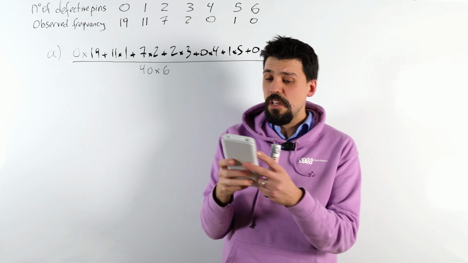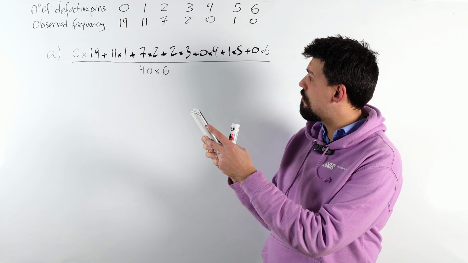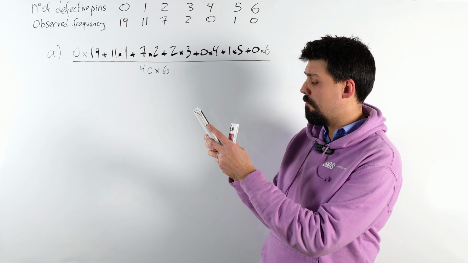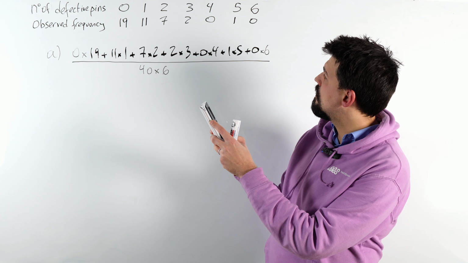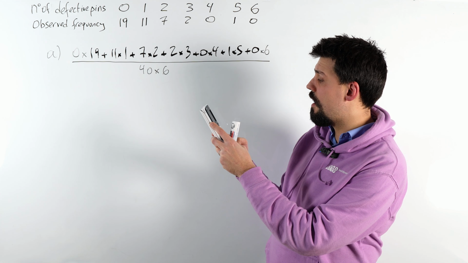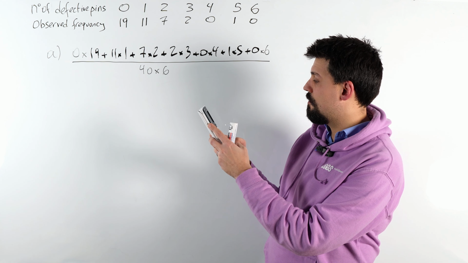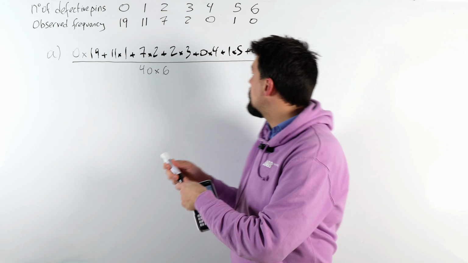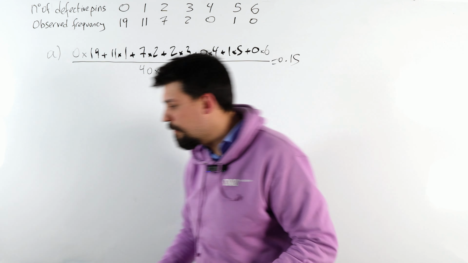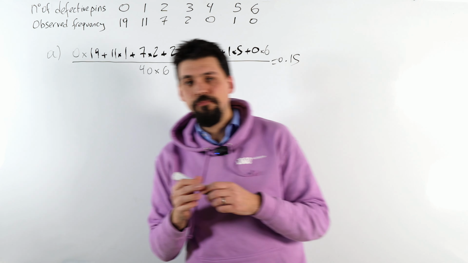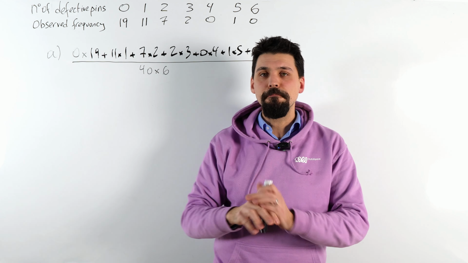Let's check this out. I know you've all tuned in to see a grown man type numbers into a calculator. That's what everyone wants. 11, 14, 6 and 5. Divide that by 240 and we do get 0.15. Excellent. Right, step 1 done.